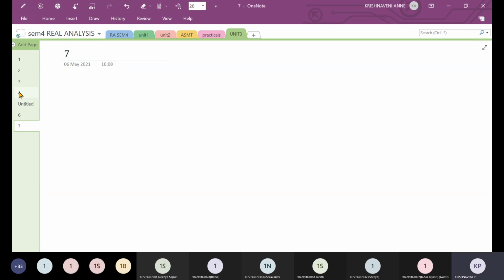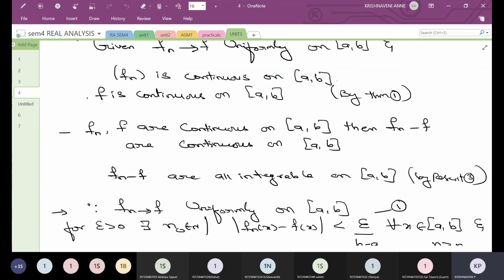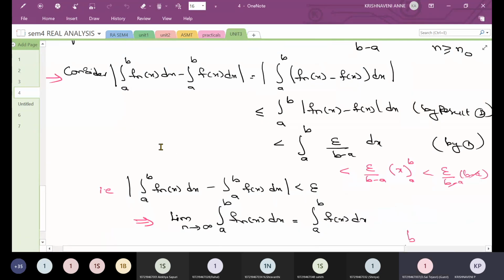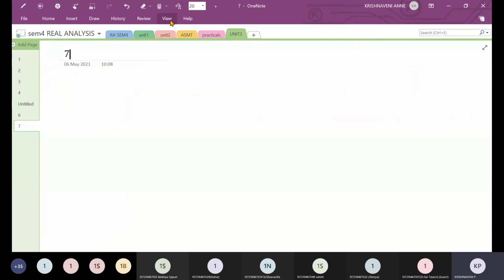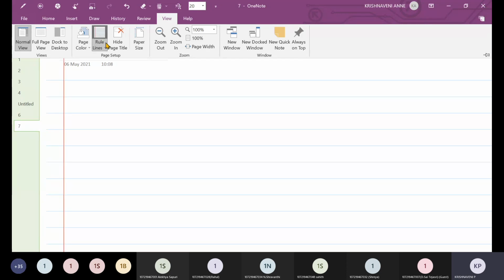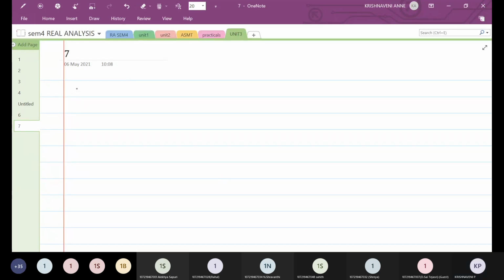Can anyone tell me what is the theorem number? Theorem number 5. Okay, done. So we'll start with theorem number 5. Write down theorem number 5. That means this is the first theorem in the series of functions.